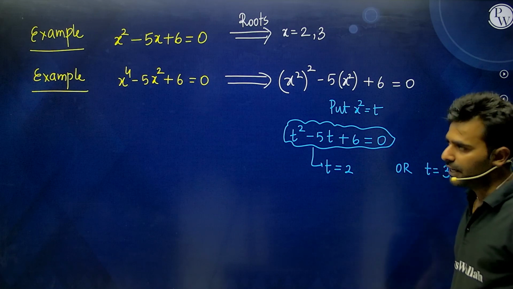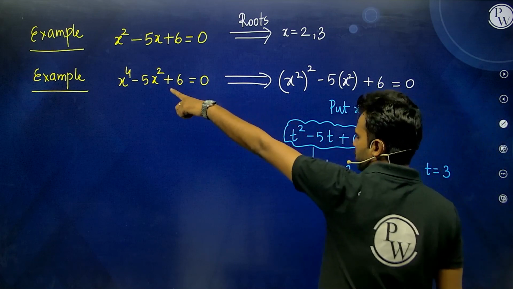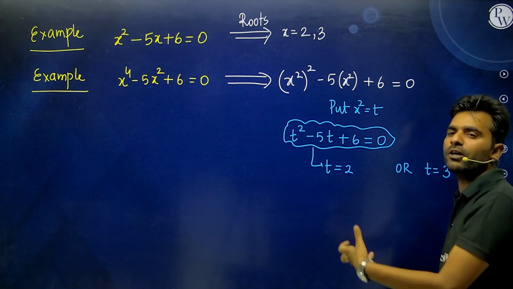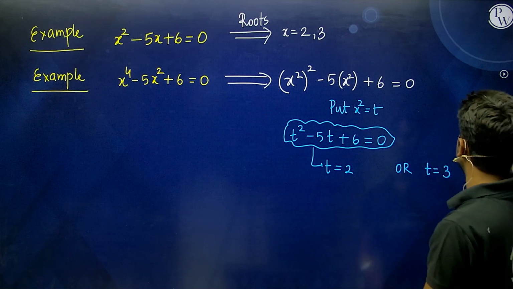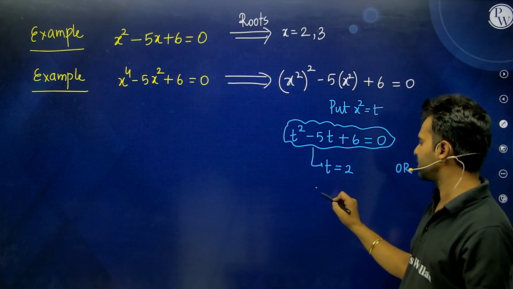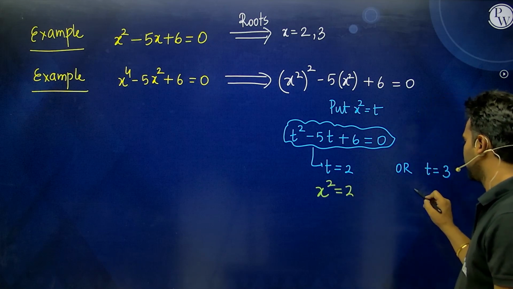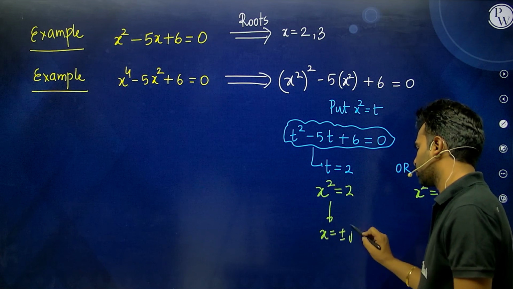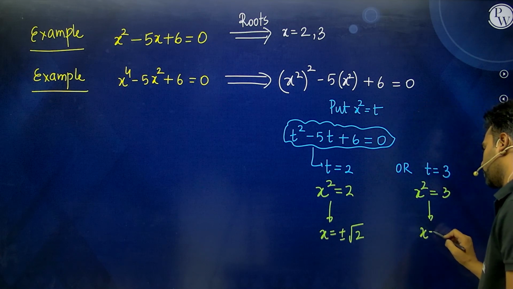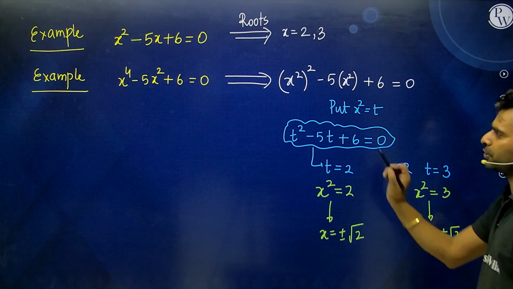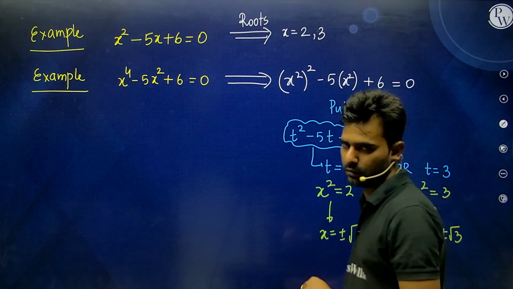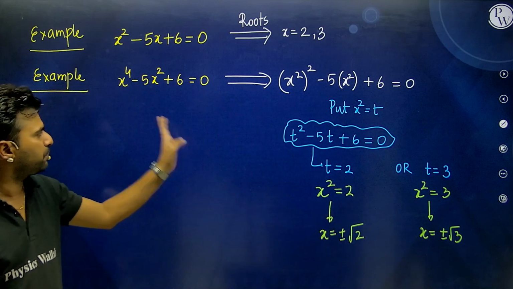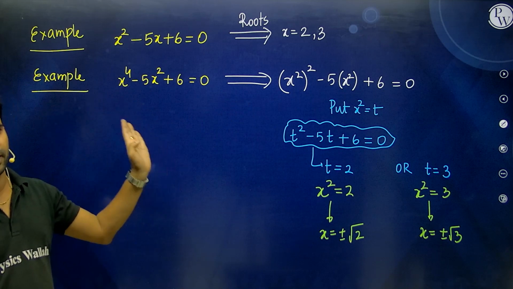Yes or no? Now 2 and 3 are not the roots of this equation because we were solving for x, not for t. T is what we have assumed. So we will put once again the value of t, x square, that is in terms of x. And now if you solve this problem, you can write down x equal to plus minus root 2, and from here x equal to plus minus root 3. Yes or no? So the solutions of these equations are going to be 4: x equal to plus root 2, minus root 2, plus root 3 and minus root 3.